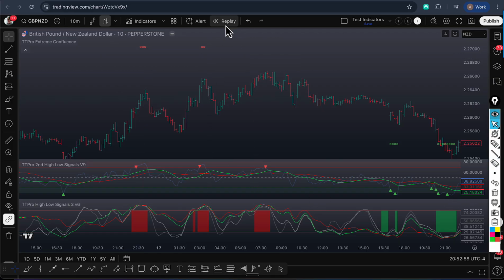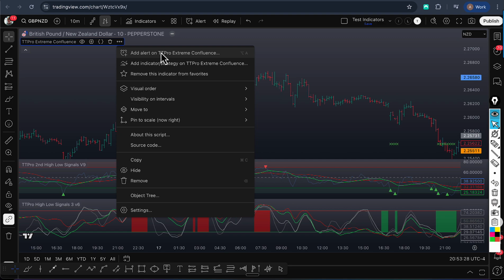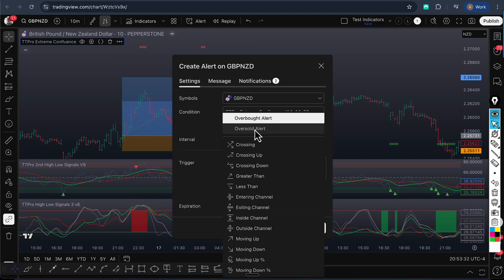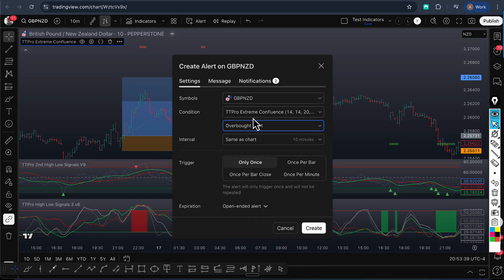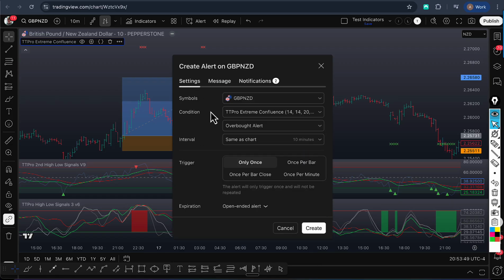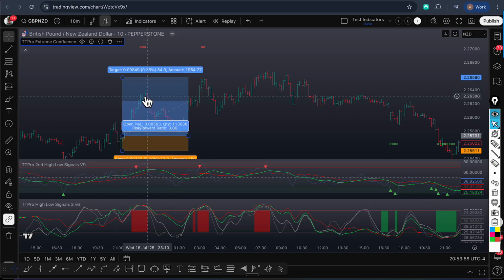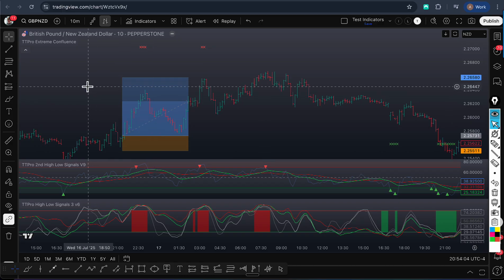Let's just say you did take a trade and you want to know when would be a good time to exit. You can set an alert, overbought alert or oversold. Okay, in this case, bullish is overbought, and you can make it play a sound, overbought condition, create, and that will let you know that the position you're in is overextended and it might be a good time to exit the trade.